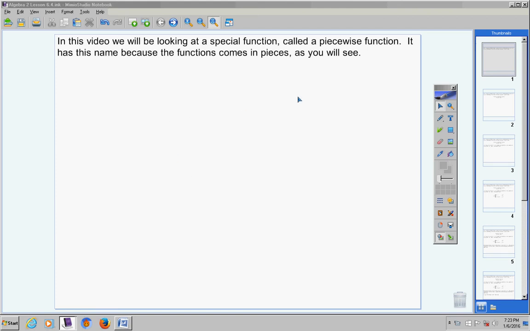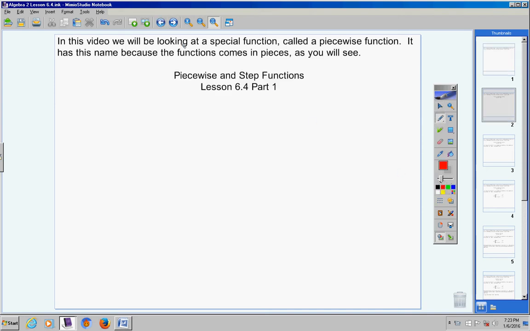a special function called a piecewise function, okay? A piecewise function has this name because the functions come in pieces, as you will see in just a second, okay? So if you would, please go ahead and copy down your heading at this time. Your heading for today is piecewise functions, and that is a mistake right there. It should just say piecewise functions, alright?